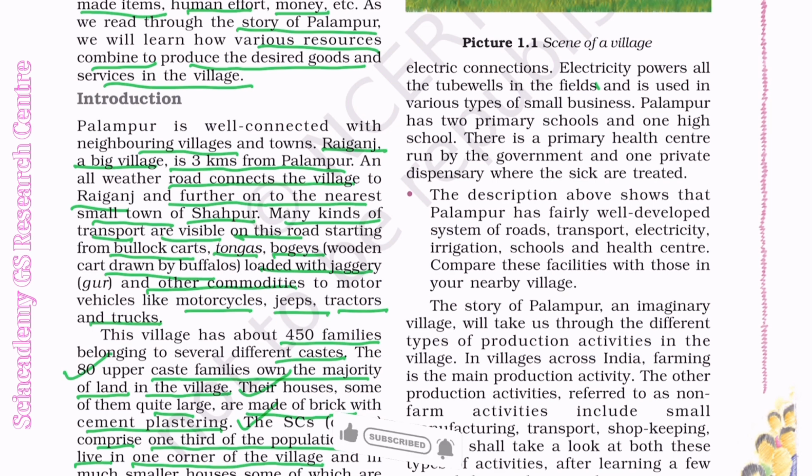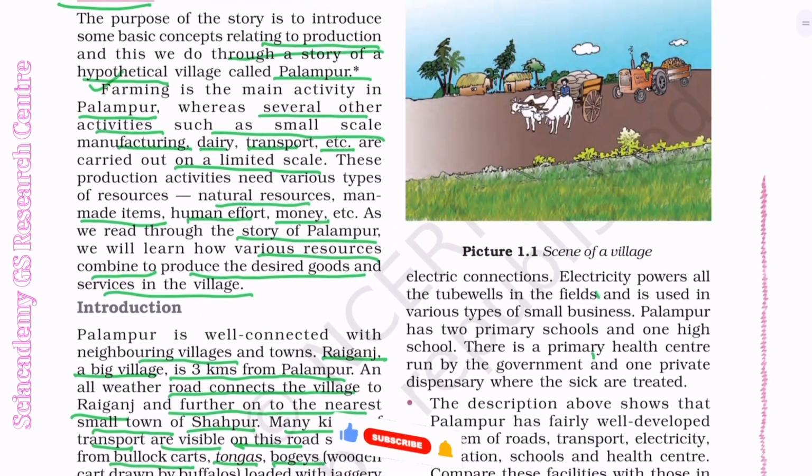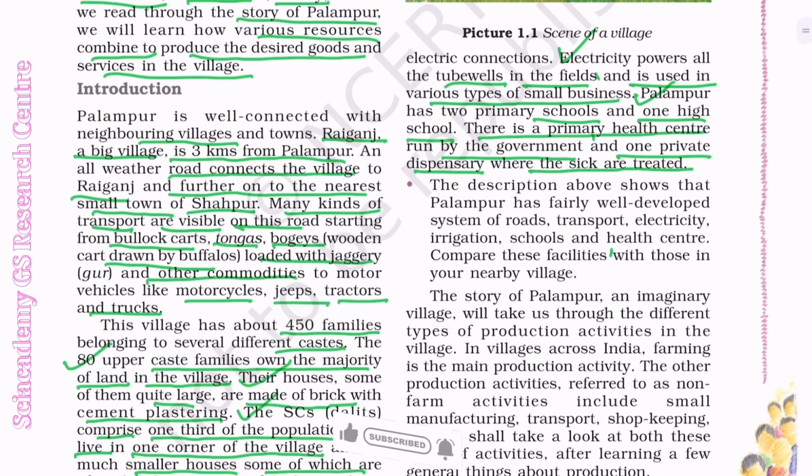Most of the houses have electric connections. Electricity powers all the tube wells in the fields and is used in various types of small businesses. Palampur has two primary schools and one high school. There is a primary health center run by the government and one private dispensary where the sick are treated. The description above shows that Palampur has a fairly well developed system of roads, transport, electricity, irrigation, schools and health center.